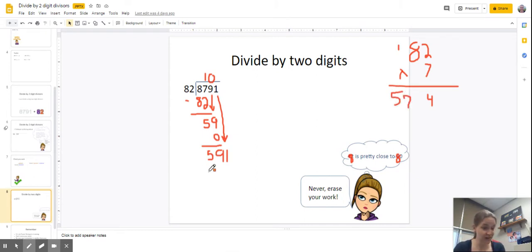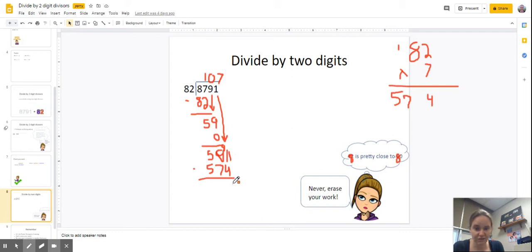Does that look close to 591? It does. Let's try it. Let's put a 7 right here above my 1. And then when I multiplied it out, I got 574. Now, I always have to subtract and double check to make sure that my remainder is smaller than my divisor. All right, we're going to have to borrow.